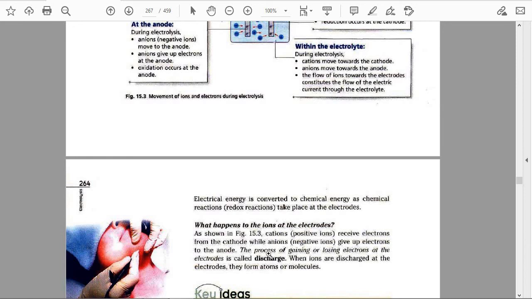The process of gaining or losing electrons at the electrodes is called discharge. Take note of this one, discharge. When ions are discharged at the electrode, they form atoms or molecules. Later on we will see some examples.